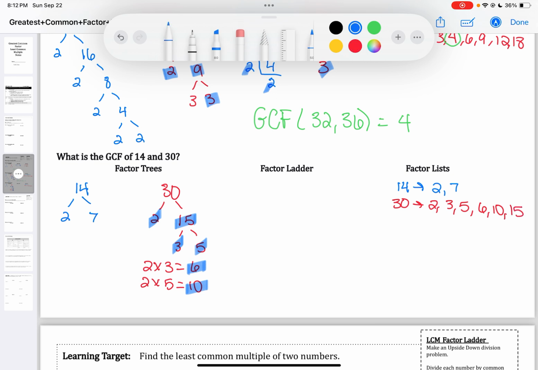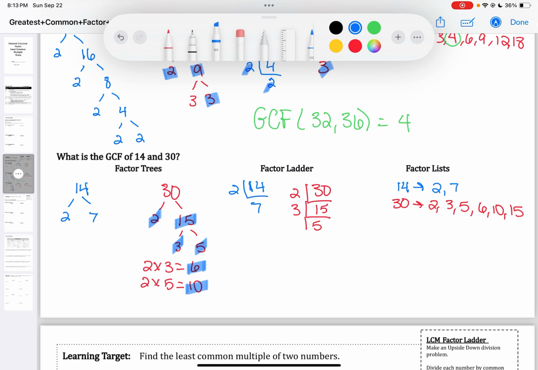Now I'm going to go ahead and do the same thing, but using the factor ladder. I have 14 here. 14 divided by 2 is 7. Then I have 30 over here. 30 divided by 2 is 15. 15 divided by 3 is 5. And then this cannot be split up anymore.